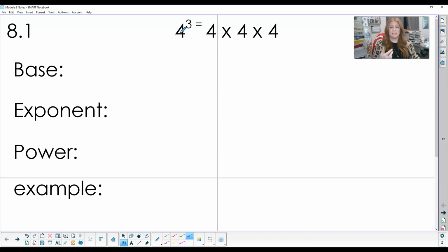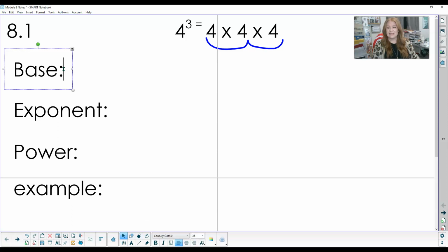What this means is that we're doing 4 3 times. 4 times 4 times 4. So it's not 4 times 3. It's 4 times 4 and then times that by 4 again.